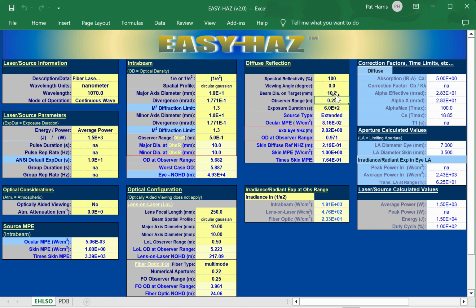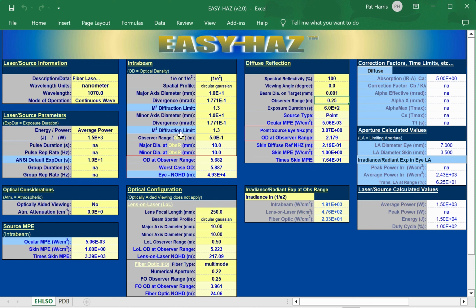But we can certainly put in more realistic beam diameters on target if we want. But if we want the worst case diffuse, just make sure that we put something small in here so that we get a point source type. A couple of other things I want to mention.